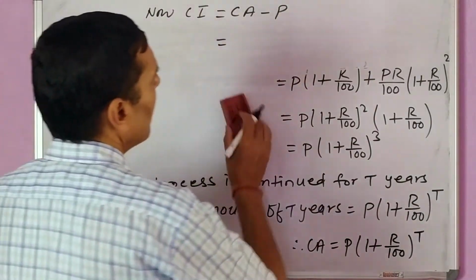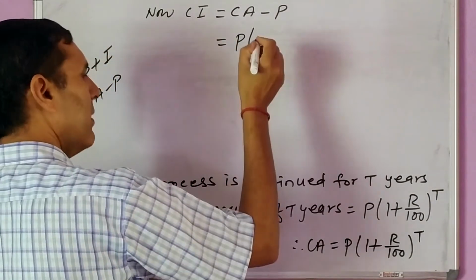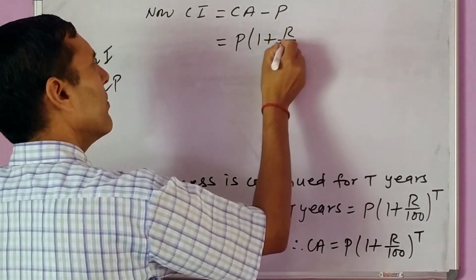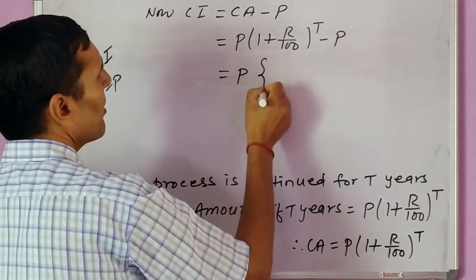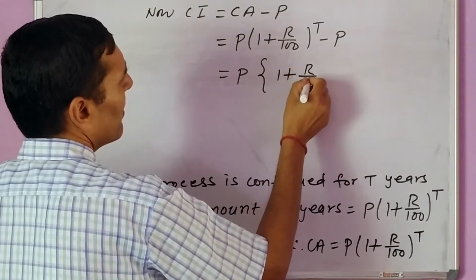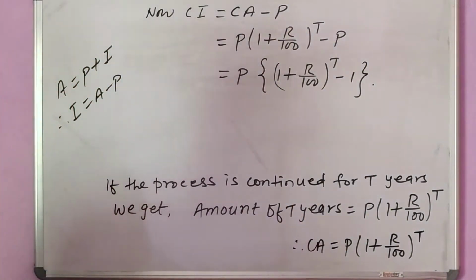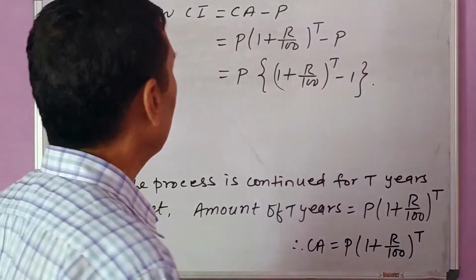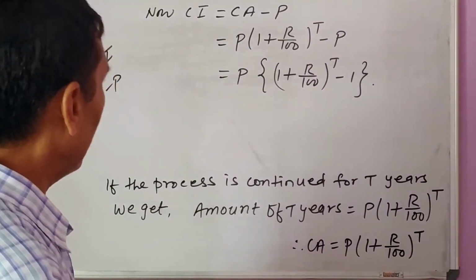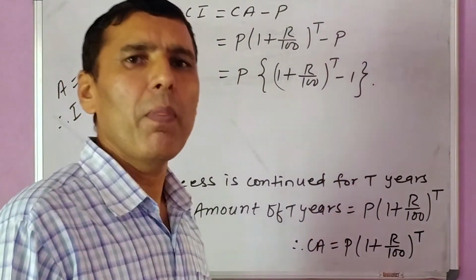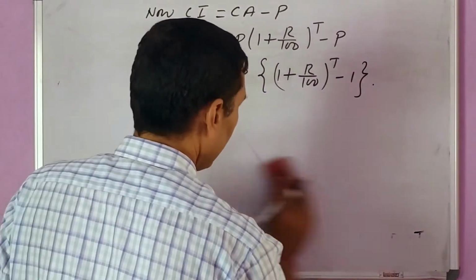So, what is the value of amount for T years? It is P times 1 plus R upon 100 to the power T, minus P. If we take P common, then what will be remaining here? 1 plus R upon 100 to the power T minus 1. So we can use this formula to calculate the compound interest for T years, when the principal, rate of interest per annum and time are given. Similarly, by this formula we can find the compound amount for yearly compounding.